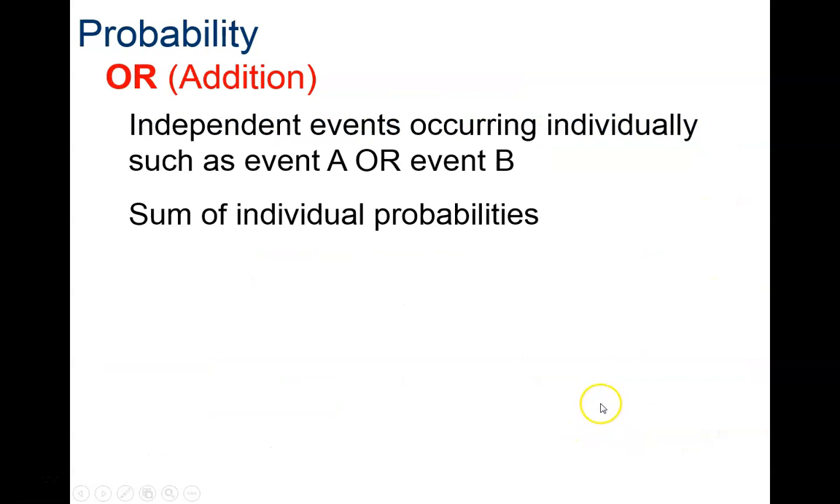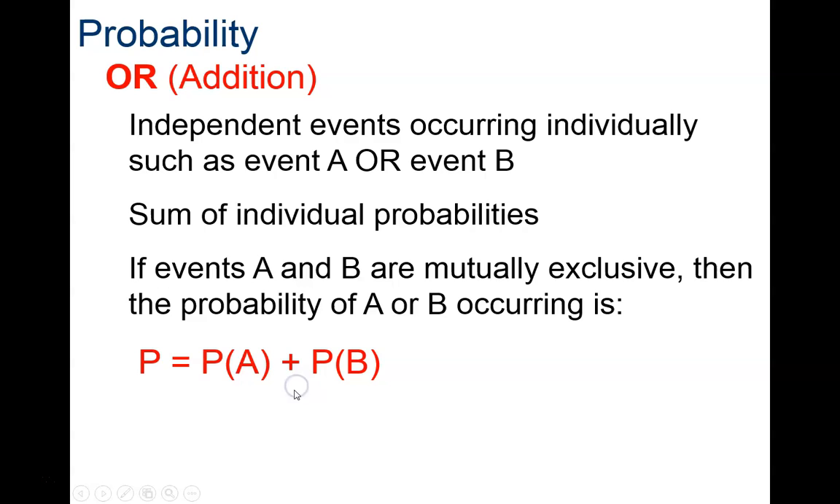Or probability. Okay, this means addition. These are independent, just like the previous thing we were looking at, where rolling the 4 didn't have any effect on the outcome of rolling the second dice. Rolling the 4 doesn't affect how likely it is to roll a 1. So for independent events, such as event A or event B, basically you just add them up. The probability of A or B happening is the probability of A plus the probability of B.